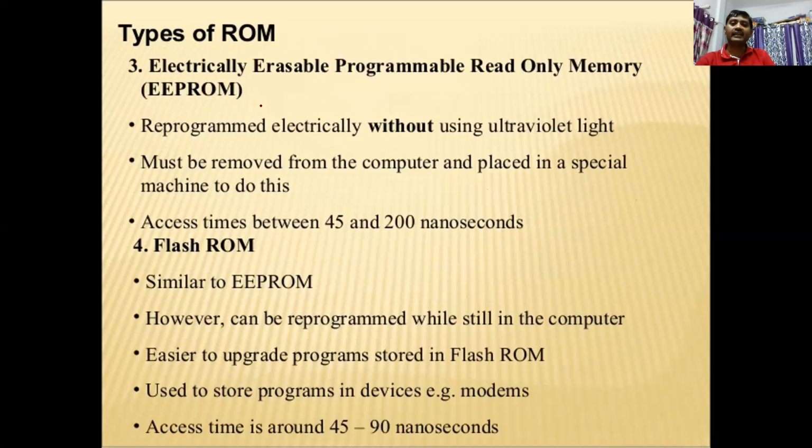And the other one is electrically erasable. Sometimes ultraviolet light is not easily available, so in that case there are separate machines available. We keep this chip under that, and we subject it to a small electric charge, so automatically the programs will be erased. That is EEPROM, electrically erasable. The name itself indicates that the erasing technique will be electrical.